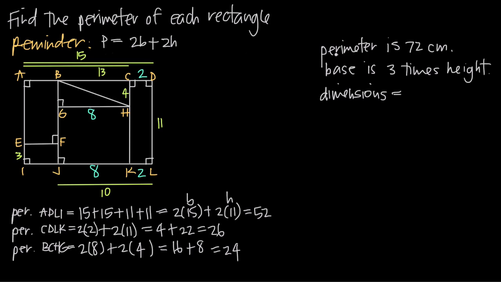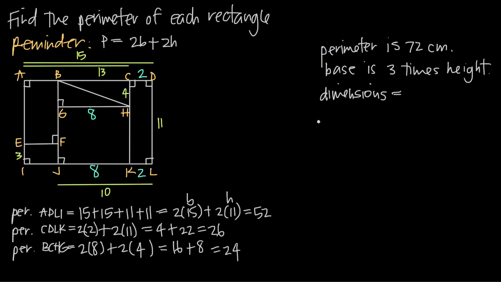In this case, I've been told that the perimeter of my rectangle is 72 centimeters, and that the base of the rectangle, that same rectangle, is 3 times the height, and I need to find the dimensions of the rectangle. So this is like working in the opposite direction. So what I'm really going to need to do is set up 2 equations and then use a substitution to solve for the dimensions. So the first thing I know is that the perimeter is 72 centimeters.